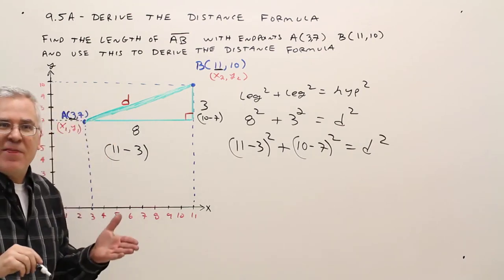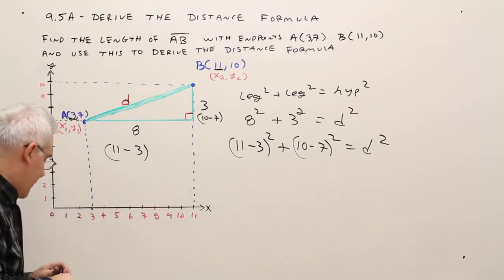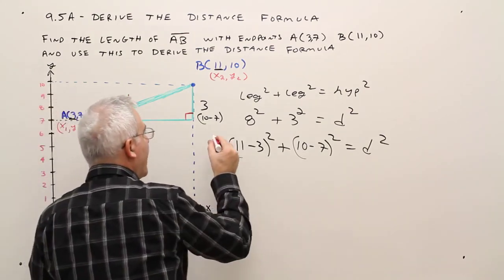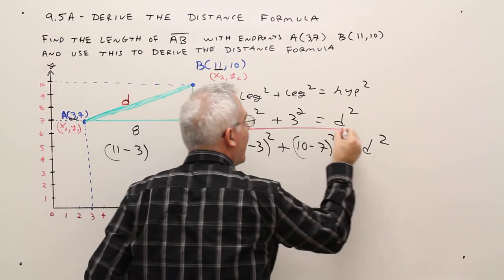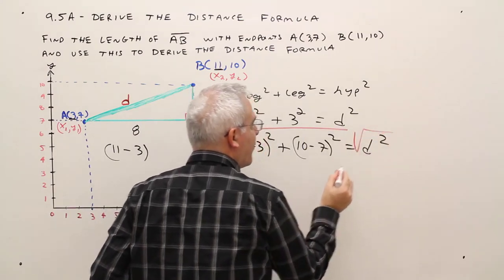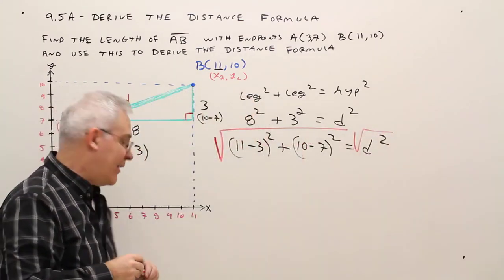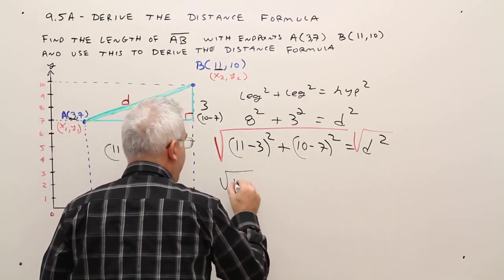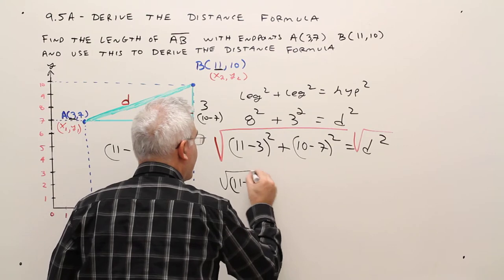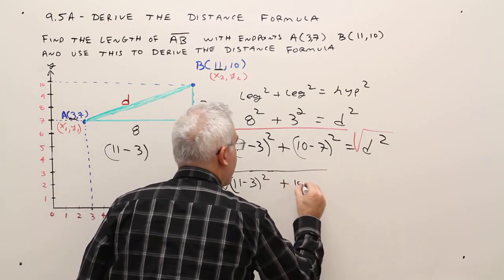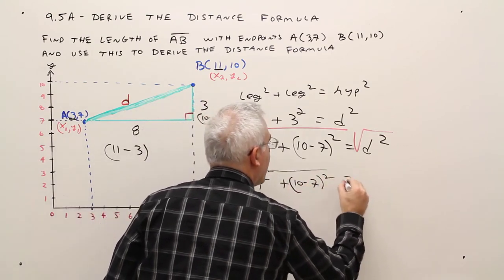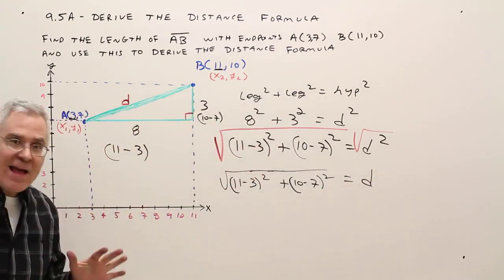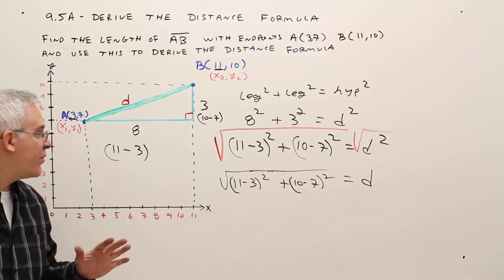Since I really cared about just the distance, I'll take the square root of this side and the square root of that side, and I'll end up getting a d on that side. So once again, I'll have the square root of (11 minus 3) squared plus (10 minus 7) squared equals the distance d. Then let's make it even more generic.